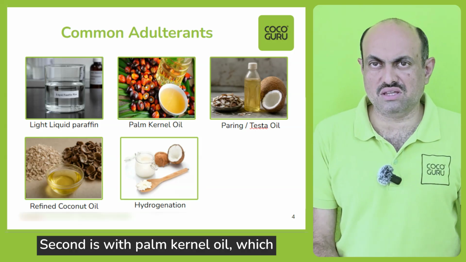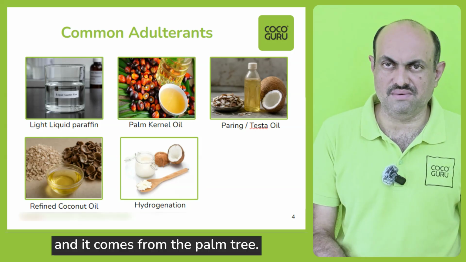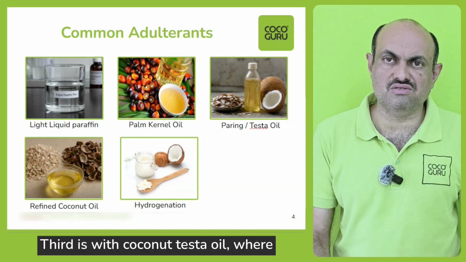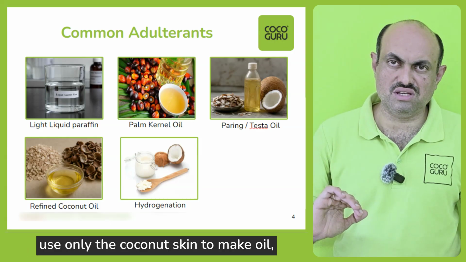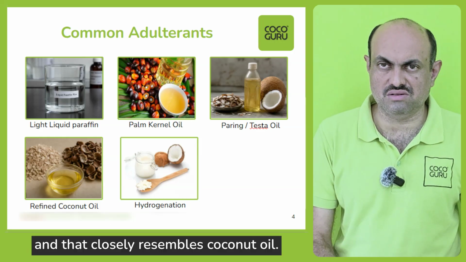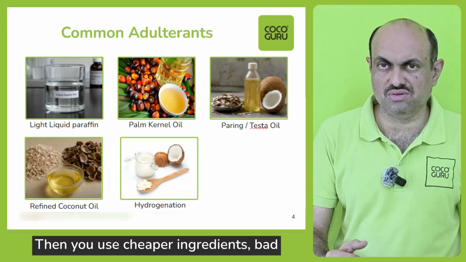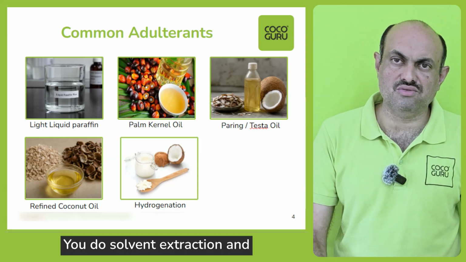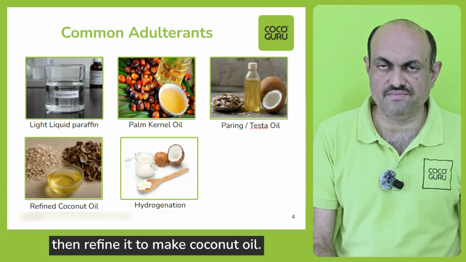Second is with palm kernel oil, which is a close substitute to coconut oil, and it comes from the palm tree. Third is with coconut testa oil, where instead of the entire coconut kernel, you use only the coconut skin to make oil, and that closely resembles coconut oil. Then you use cheaper ingredients, bad quality coconut or coconut oil cake. You do solvent extraction and then refine it to make coconut oil.